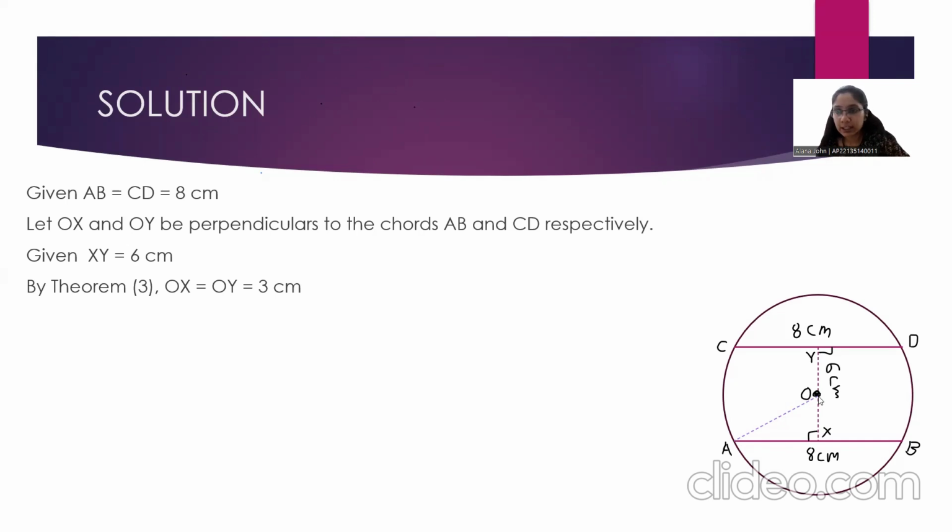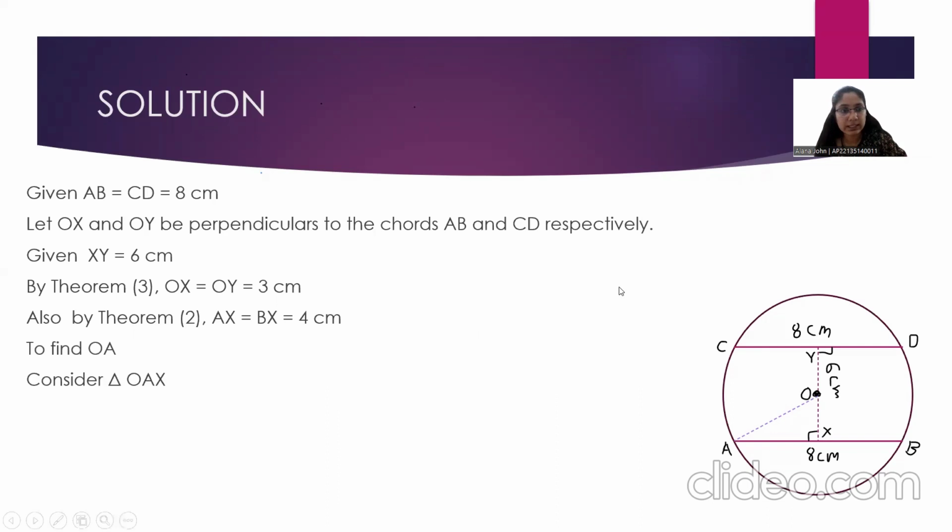Okay. So here, see, we have this information by theorem 2. I already told that by theorem 2, AX equal to BX equal to 4 centimeter, because the perpendicular drawn from the center bisects the chord. Clear? Okay. So now our aim is to find the radius OA. For that, I am considering the triangle OAX. See, our aim is to find OA. So we are considering the triangle OAX.